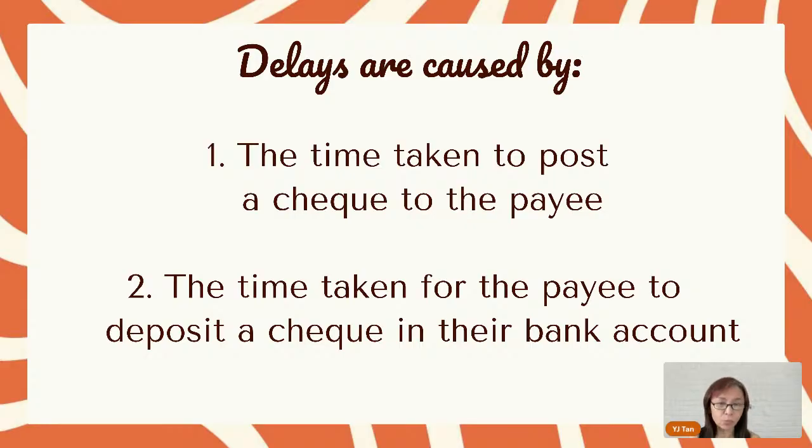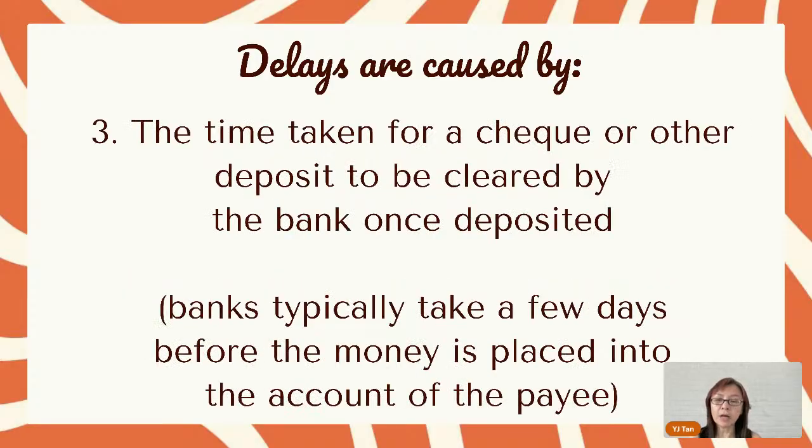So in our cash book, we already recorded that a check is issued, but in the bank statement, it is not even deposited yet. Scenario number two, the time taken for a payee to deposit the check into their bank account. Same thing as the example I explained just now. And then lastly, the time taken for a check or other deposit to be cleared by the bank once deposited. That means even though the runner already deposited the check, the bank will take a few days to have that particular money in the payee account.